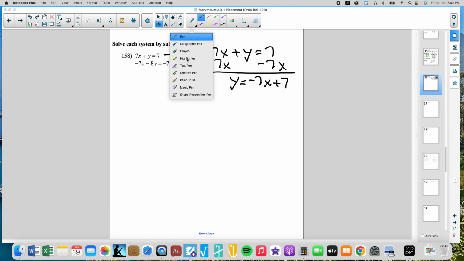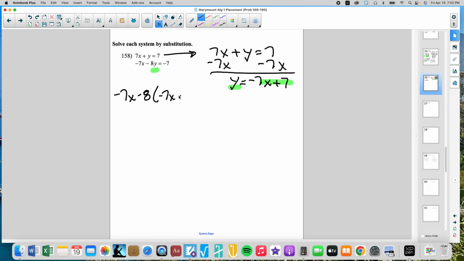We're going to take that value and substitute it in where we see a y in the other equation. We can't substitute it back into the original equation. We always have to substitute it back into the other equation. So where we saw y, we're going to write -7x plus 7 equals -7. That's -7x. We're going to distribute that -8, which is positive 56x plus 56 equals negative 7.